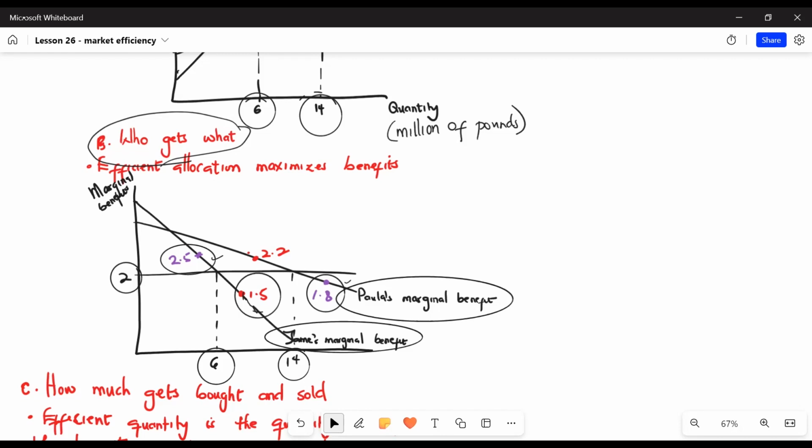However, Paula will forgo apples from which she could get a marginal benefit greater than 2, perhaps 2.2 in this case. So this is how the market answers the question, who gets what? It allocates goods to people with the highest marginal benefit. Marginal benefit in this case can be measured by a consumer's willingness to pay for a good.